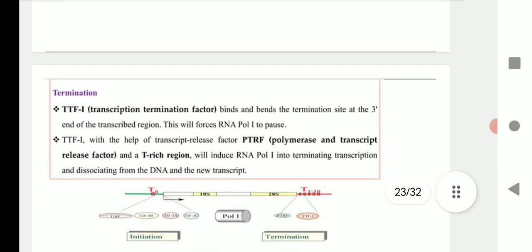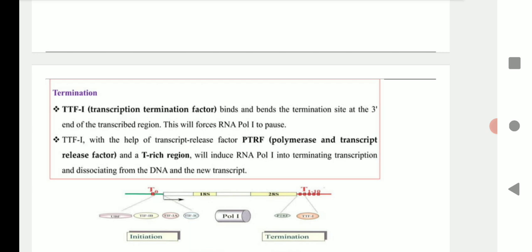The termination of the rRNA synthesis occurs with the help of the factor called TTF1, transcription termination factor, that binds and bends the termination site to the 3' end of the transcribed region. Thereby, it forces the RNA polymerase to come to a pause or stop. So, the TTF1 is helping in the transcription release, which is further assisted by another factor called polymerase and transcript release factor, PTRF.